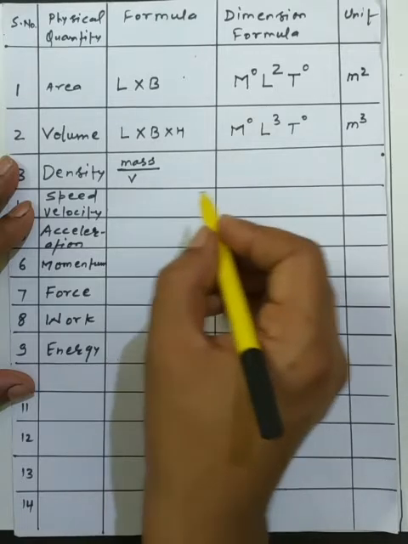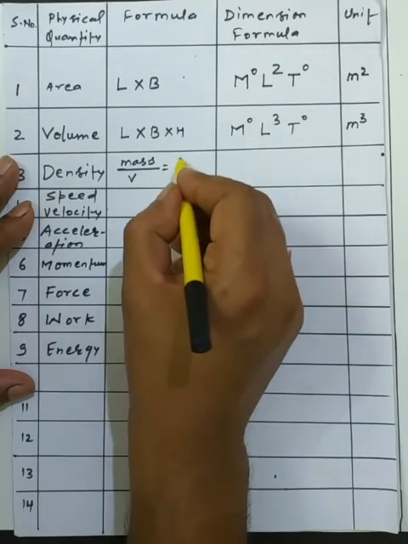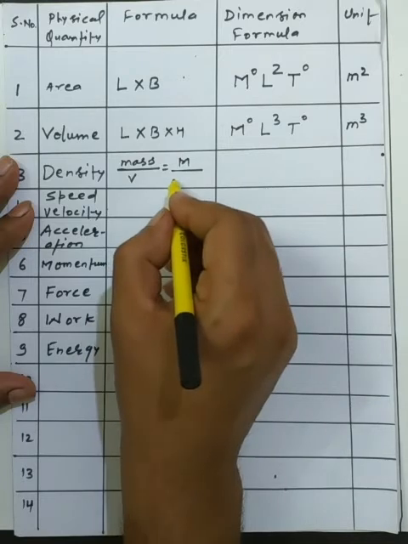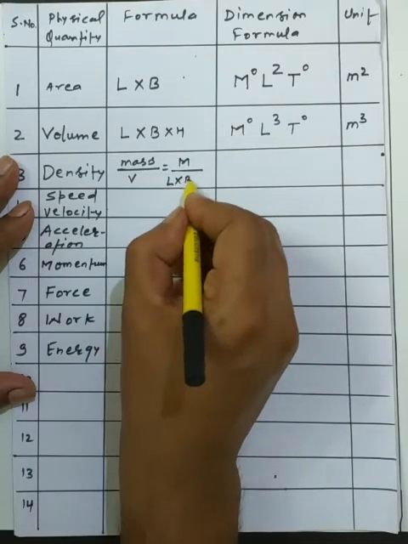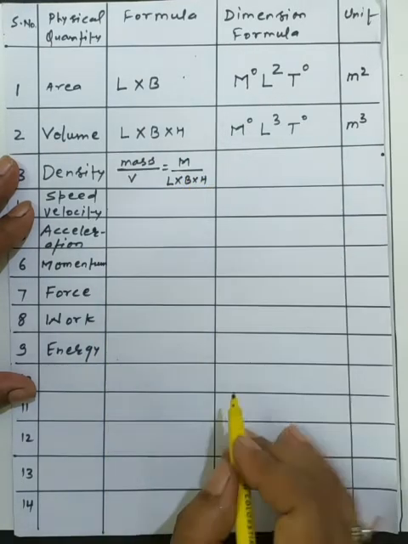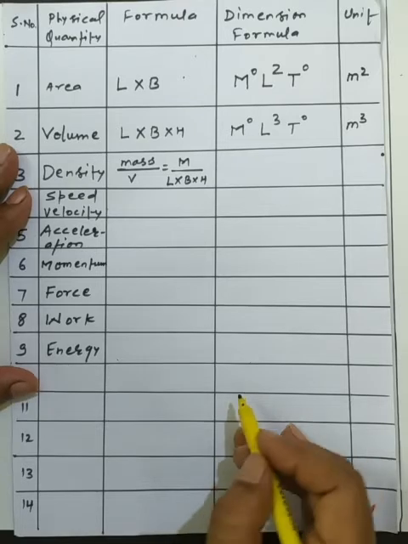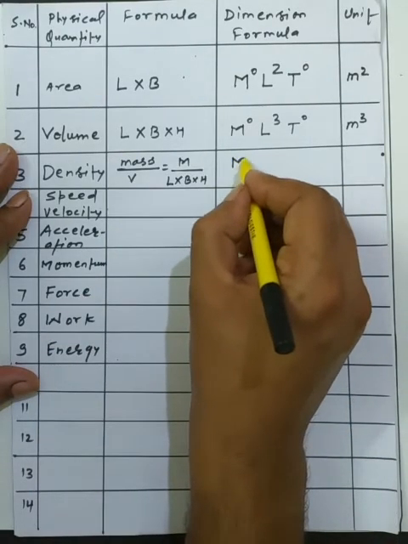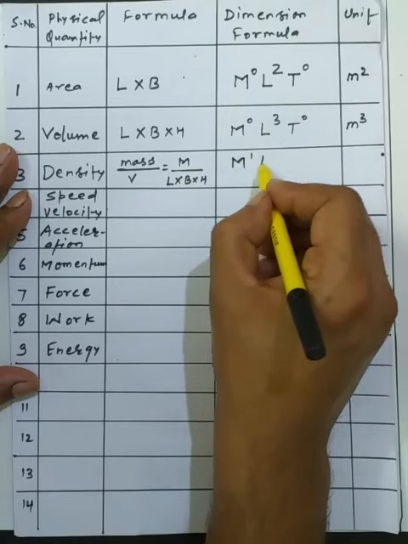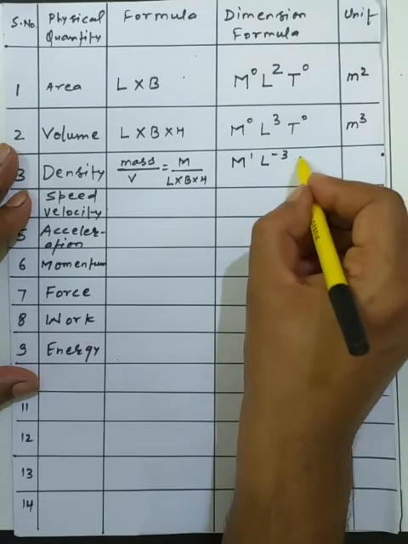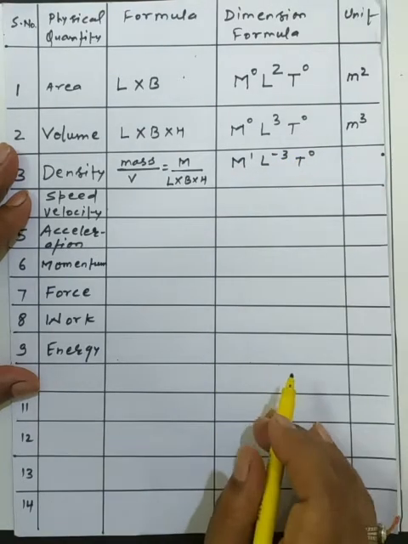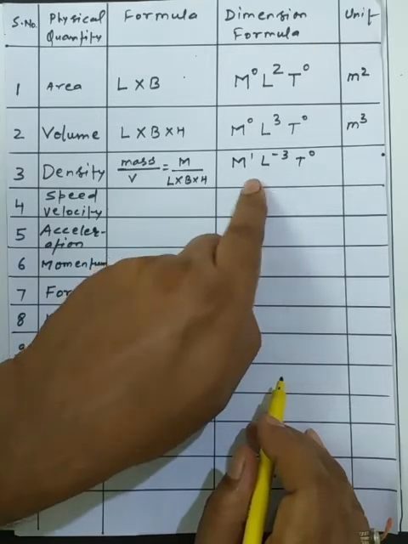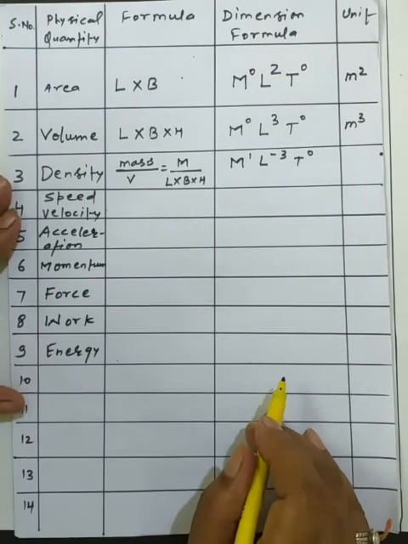And easily we know that in making the assessment, mass is represented by M, and volume has length into breadth into height. So it's a general representation of the formula, and in the finalized assessment, we are just writing M raised to 1, L raised to minus 3, and T raised to 0. If there is no meaning of the power, we use the concept of mathematics that x raised to 0 doesn't create any kind of impact.